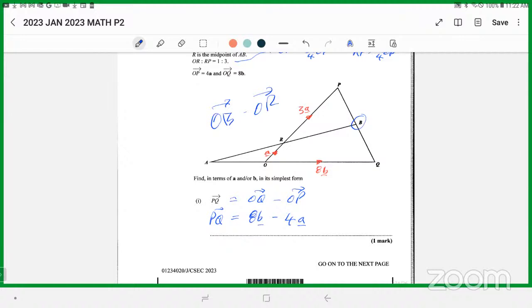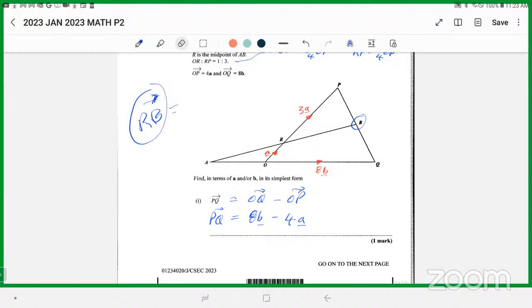We're not going to use that method because we don't know OB. So we can't use the position vectors to do it, right? We're trying to find RB. If we knew the position vector of both of them, we would use OB minus OR. But we don't know OB, we did not calculate OB, so we're going to depend on the diagram now to see how we go from R to B.